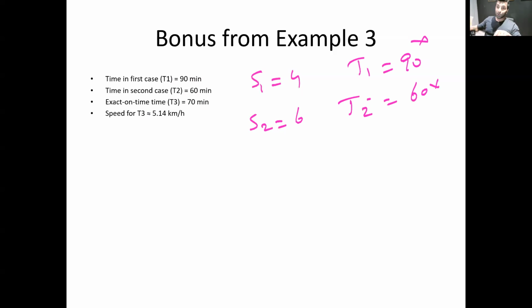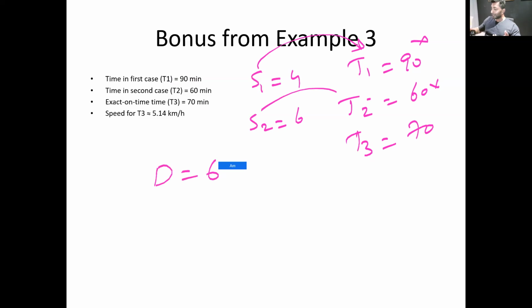They can also ask you what should be the time that he can take so that he will reach without being late or early. So when he's taking 90, he's 20 late. When he's taking 60, he's 10 early. So from that, you can get this is 70. They have not asked this also. What they have asked is distance. Distance is speed multiplied by time, S1 multiplied by T1 or S2 multiplied by T2. So distance you can get as 6. This is what they have asked in this case.